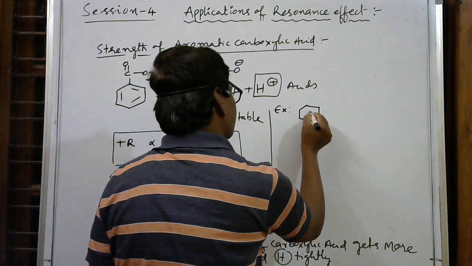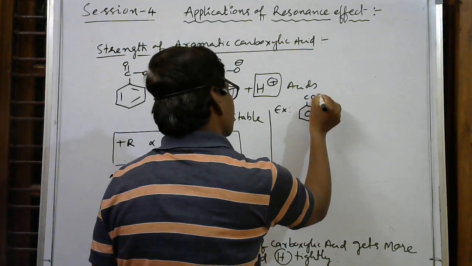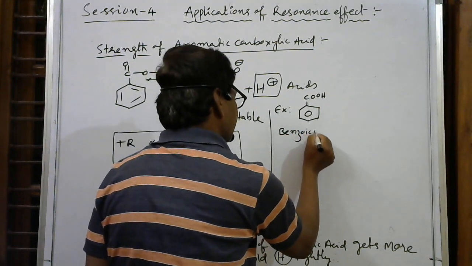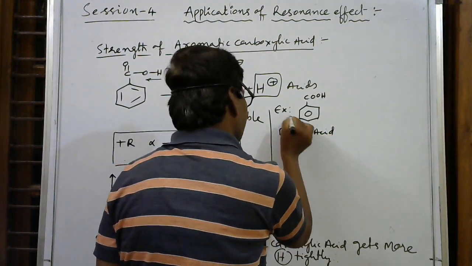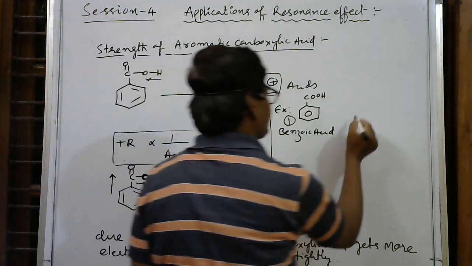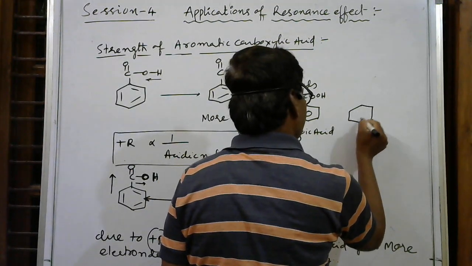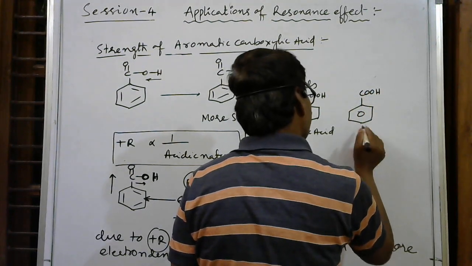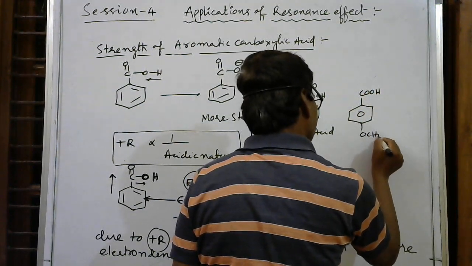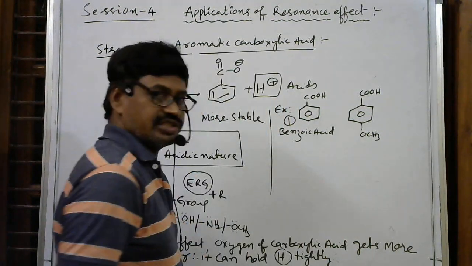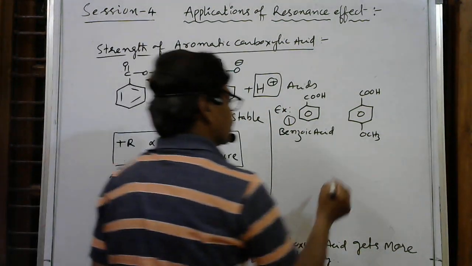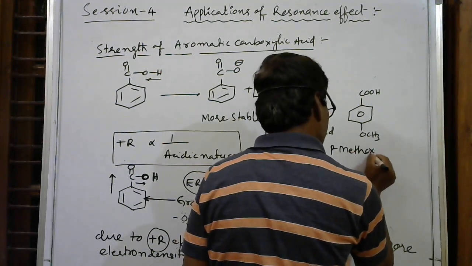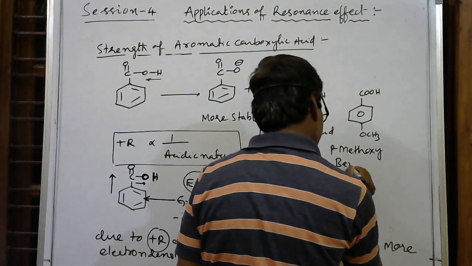Here, this is the COOH carboxylic acid, benzoic acid, we can say this. Give one number to this. Then, one more I am taking here. That is the same thing, benzoic acid only, but here I am writing OCH3. This is para-methoxy benzoic acid.